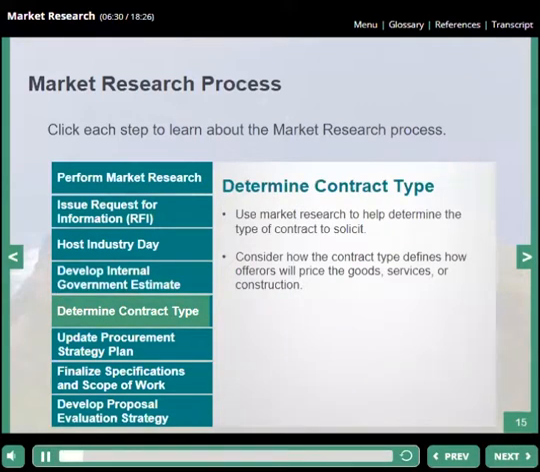The market research you conduct will be critical in helping determine the type of contract to solicit. The contract type defines how bidders will price the goods, services, or construction. Based on market research, you should have a good idea of how the contractor industry prices work. Determining the contract type will be covered in more detail in another training module.